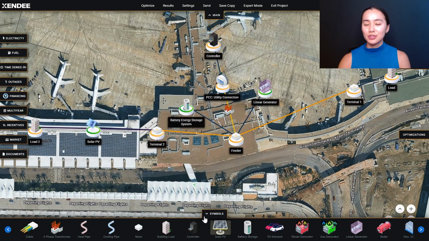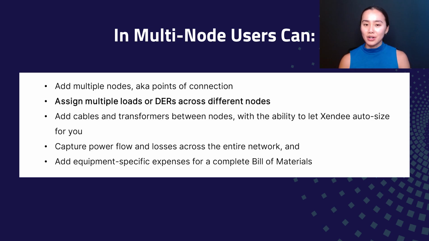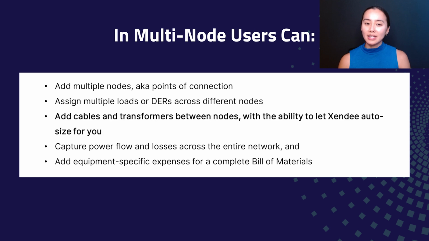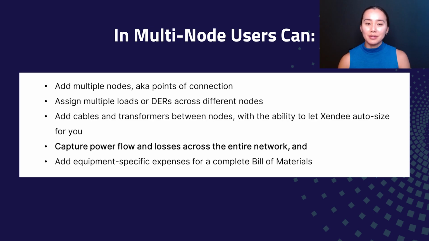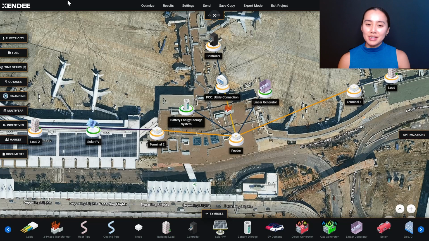In multi-node, users can add multiple nodes, aka points of connection, assign multiple loads or DERs across different nodes, add cables and transformers between nodes with the ability to let Xendee auto-size for you, capture power flow and losses across the entire network, and add equipment-specific expenses for a complete bill of materials. With these capabilities, multi-node allows you to optimize DER sizing while accounting for power flow and losses throughout the network.